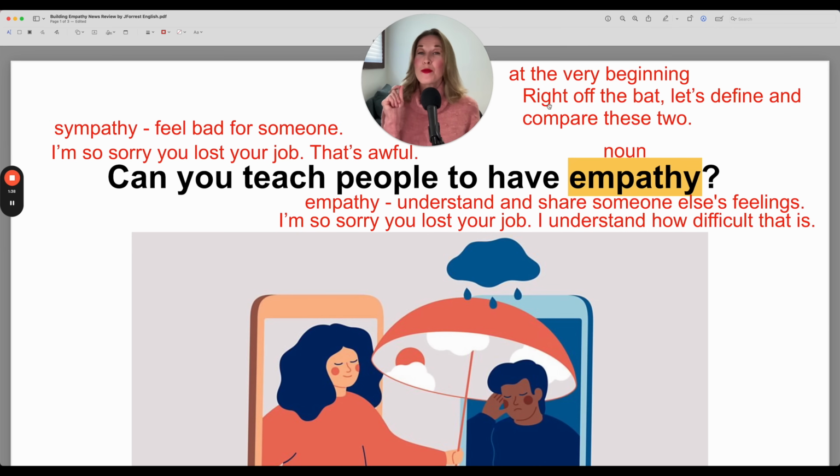This is a very commonly used expression, right off the bat. It means at the very beginning. You can use it in meetings, in social conversations. If you're telling your friend about a vacation, you could say right off the bat, it was the best vacation I had. So you're letting your friend know at the very beginning.